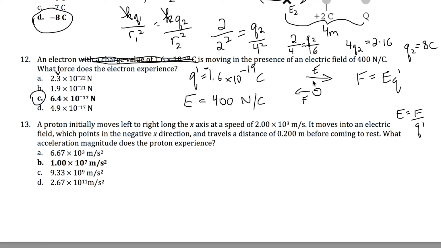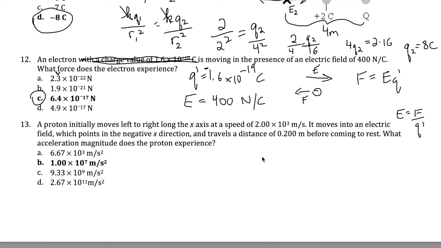And number 13 here, it says a proton initially moves left to right along the x-axis. It moves into an electric field which points in the negative x direction, travels a certain distance before coming to rest. So this is similar to the one we did in class, but it's asking for a different variable.